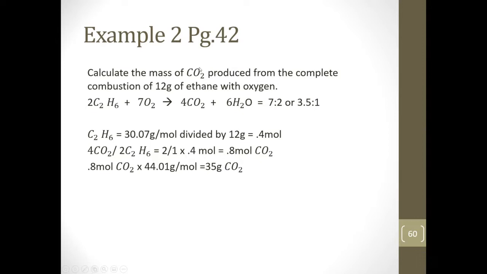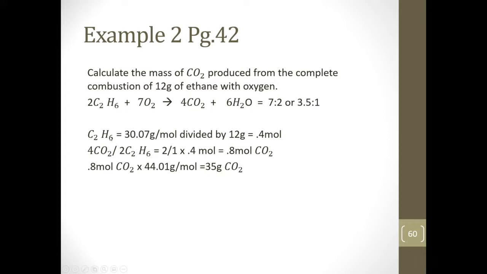Okay, different way to do it. Calculate the mass of carbon dioxide produced from the complete combustion of 12 grams of ethane with oxygen. Sorry we have to go through this, but we do. Okay, so here's our formula. C2H6 combined with 7 oxygens gives us 4 carbon dioxides and 6 waters. So here's our oxygen fuel ratio.